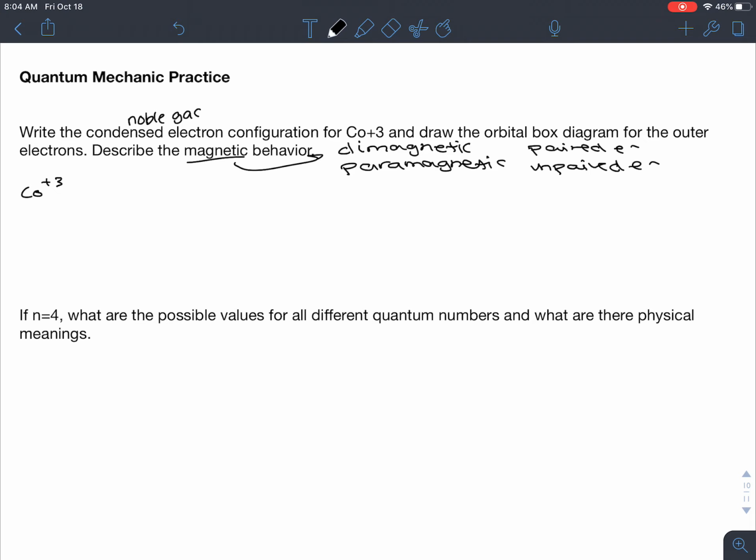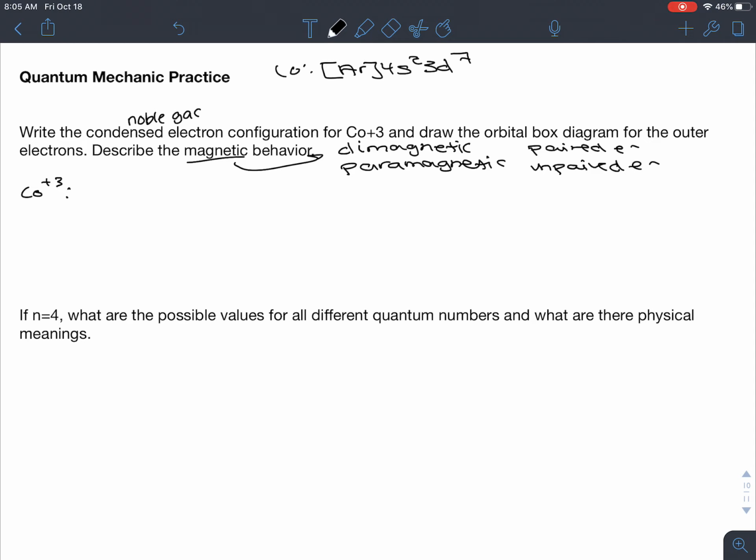I always like to first write the original element before the ion, just personally. So for Co, if you have a periodic table handy, the noble gas before is argon, and then 4s2, 3d 1, 2, 3, 4, 5, 6, 7. Great. Now 3+ means I lose 3 electrons.